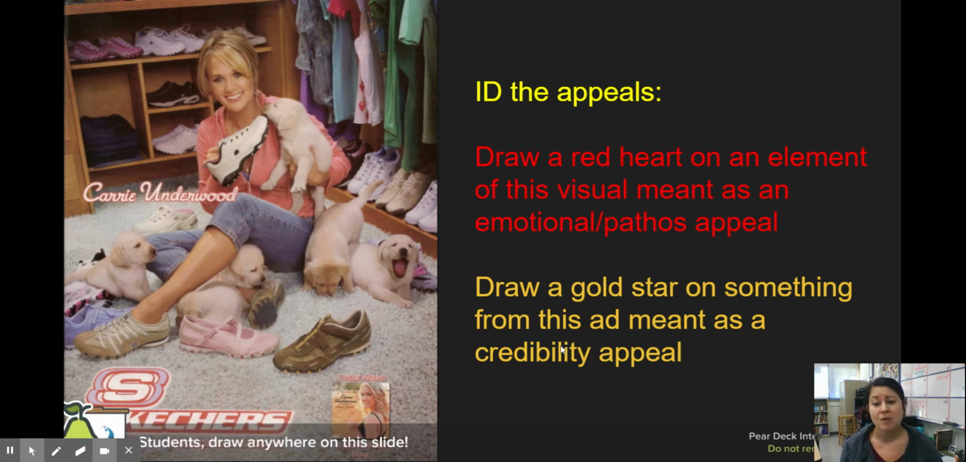And gold stars and the credibility appeal, that's using a celebrity. Advertisers do this all the time. They address or deal with using celebrity or someone that has a following or a reputation and paying them to sponsor or support their products because of their ethos.